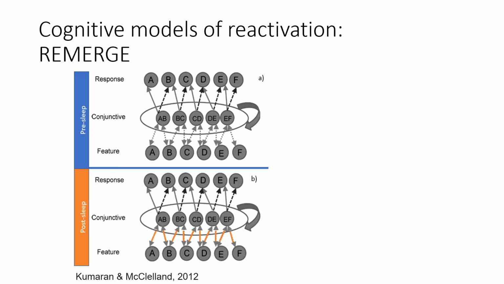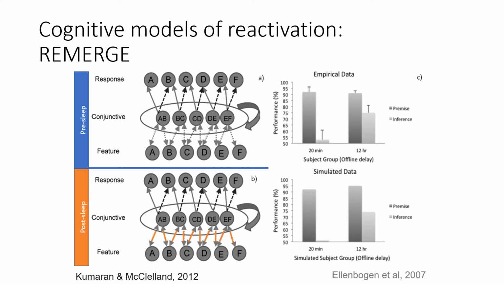And what's interesting here is that the authors also provide an example of the model accounting for sleep-dependent memory consolidation effects. So they argue that this model, just by strengthening the already existing connections between the feature layer and the conjunctive layer, is able to account for the sleep effect observed in the transitive inference task, where in a study by Ellenbogen in 2007, participants improved their inferential performance in this task, while their performance was constant with respect to the premise pairs, and we see the model being able to account for this by doing just this one manipulation in its weight matrix.